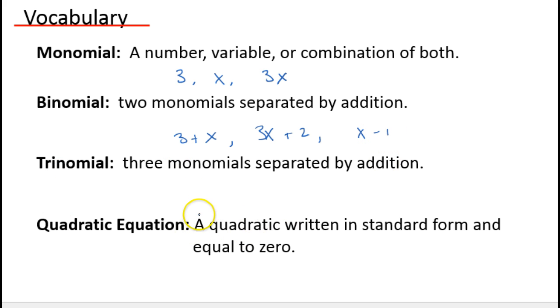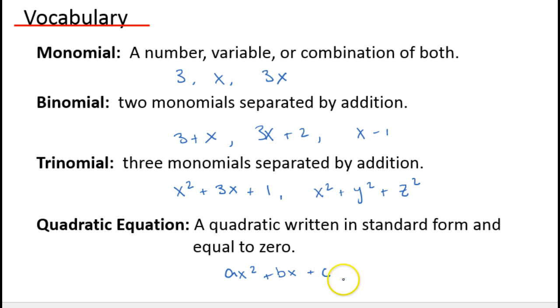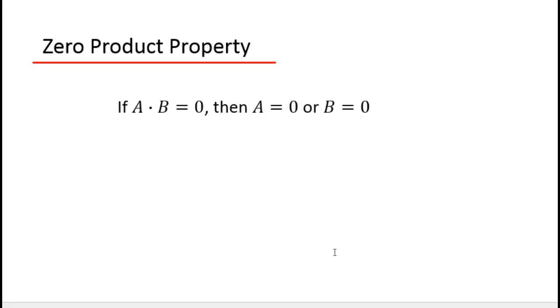A trinomial is 3 monomials separated by addition. So that would be something like x squared plus 3x plus 1. That also looks like a quadratic. An example that is not a quadratic would be x squared plus y squared plus z squared. A quadratic in standard form is written as ax squared plus bx plus c. So again, you can pause and write these vocab words in your vocab log.